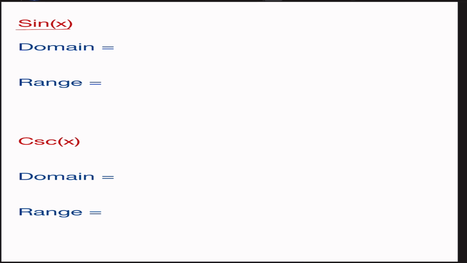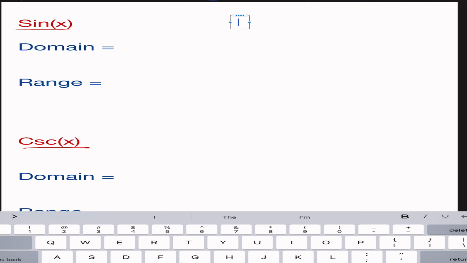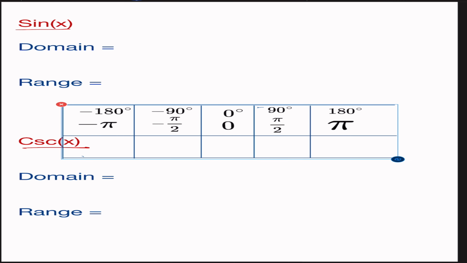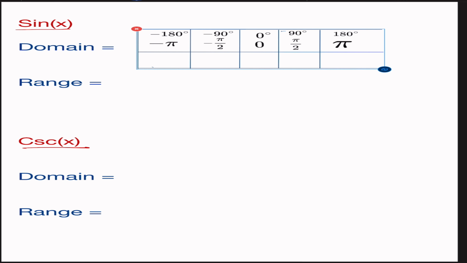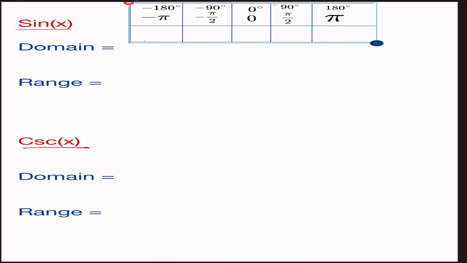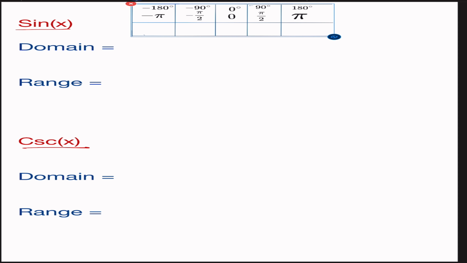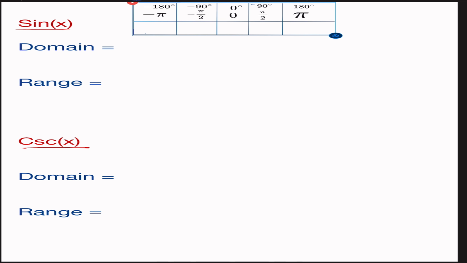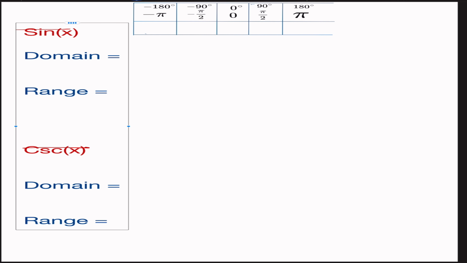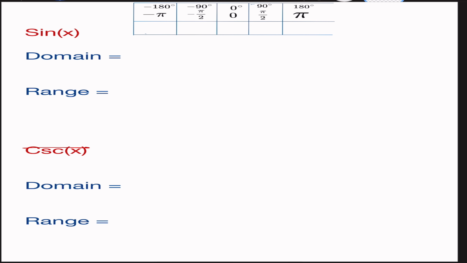Let's find the domain and range for the sine function and the cosecant function. Let me draw a table for you so that it makes much more sense. We write x in terms of degrees or radians. These are our x values, and this is our sine function.